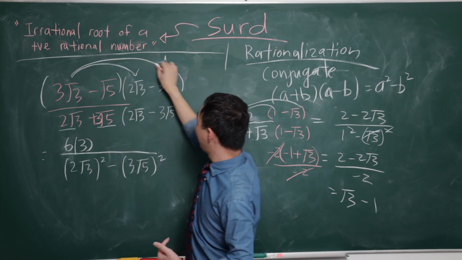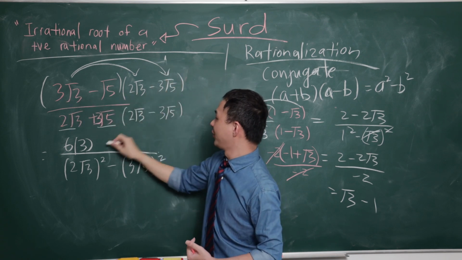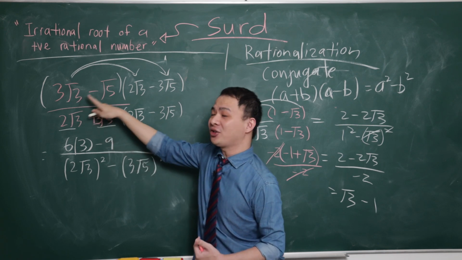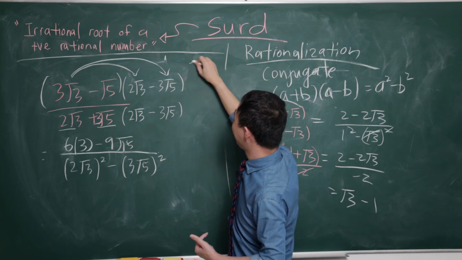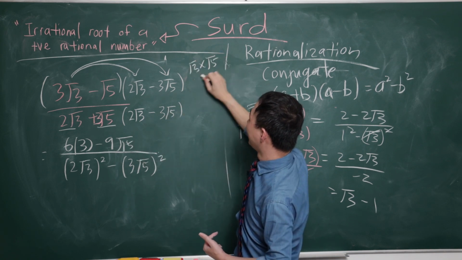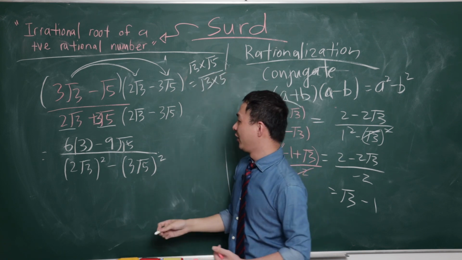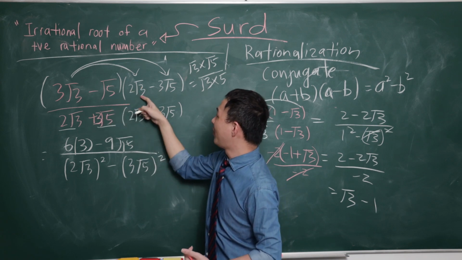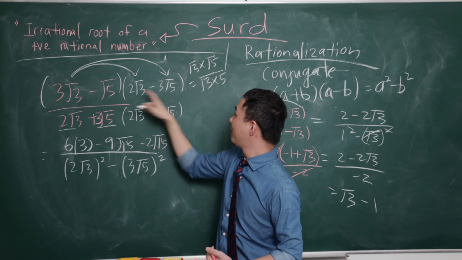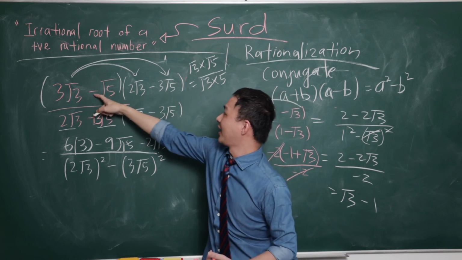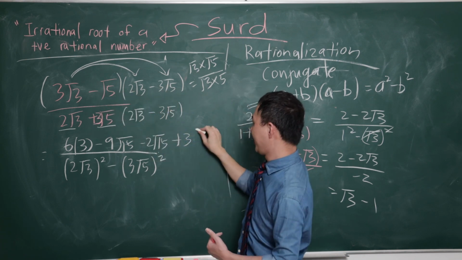Okay, then this one multiplied by the next one: 3 times negative 3 will give me negative 9 with square root 3 times square root 5, which gives square root 15. Because square root 3 multiplied by square root 5 equals square root of 3 times 5, so you get square root 15. Then the next one, square root 5 multiplied by this one will be minus 2 square root 15. And then negative square root 5 multiplied by this one becomes plus, because negative times negative is positive: 3 times 1 is 3, and square root 5 times square root 5 is 5.